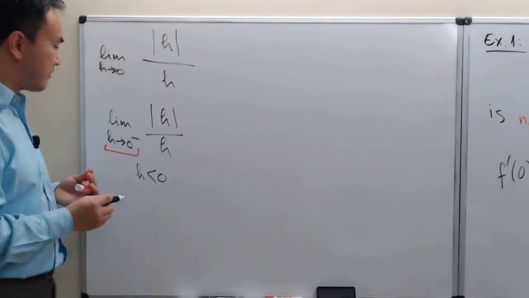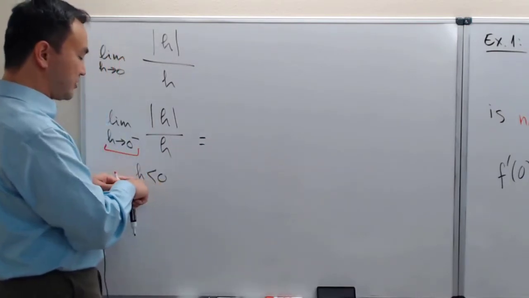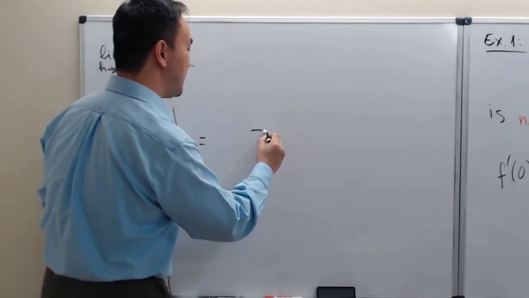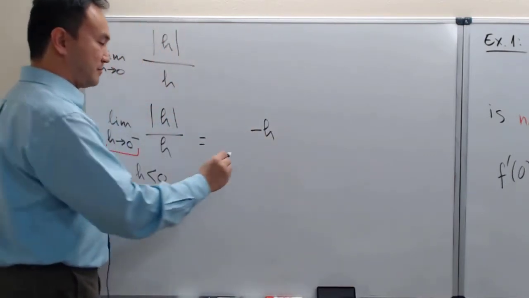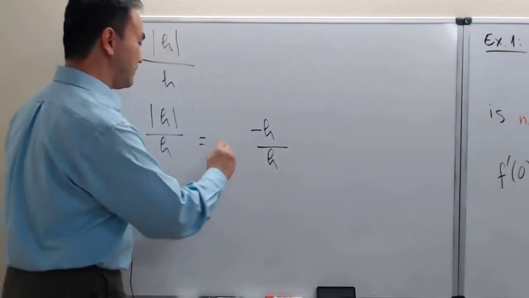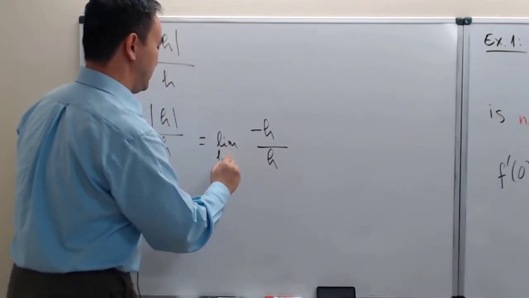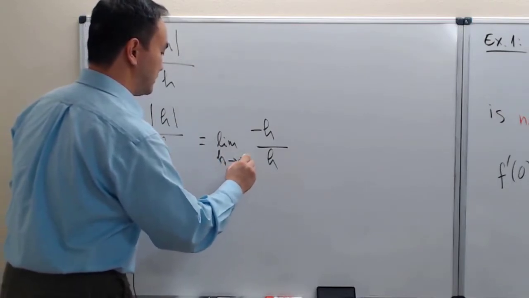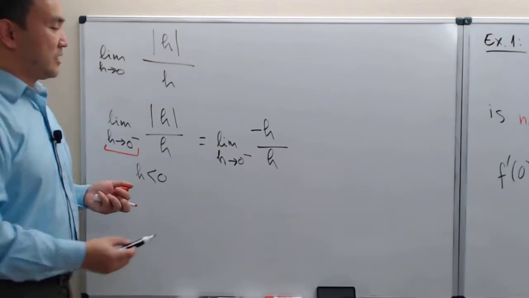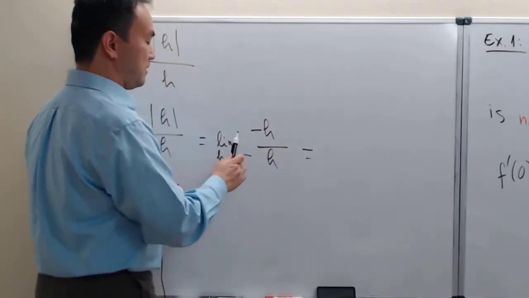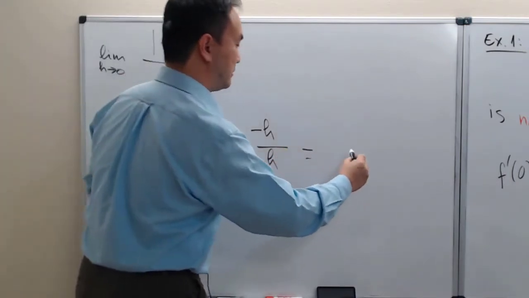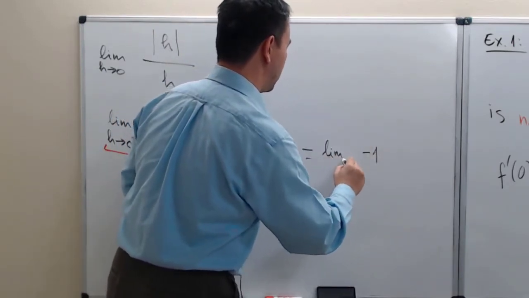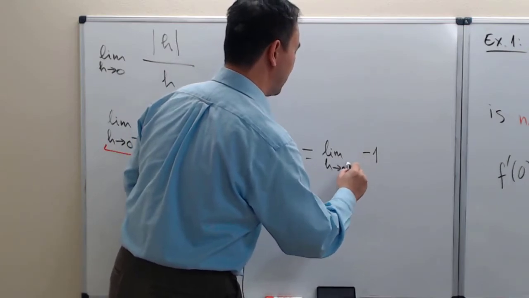But being less than 0 means further that if h is less than 0, then our absolute value of h can be rewritten as minus h algebraically, divided by h. And we take that limit as h approaches 0 from the left-hand side. And so with this work right here, minus h divided by h gives me a negative 1. And we're looking at the limit as h goes to 0 from the left-hand side.